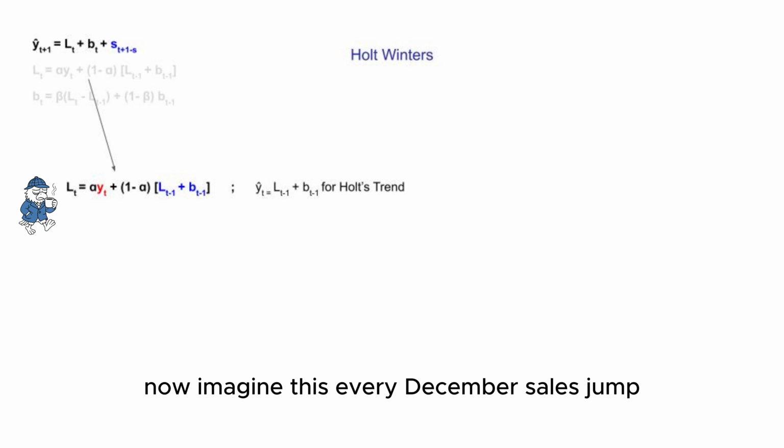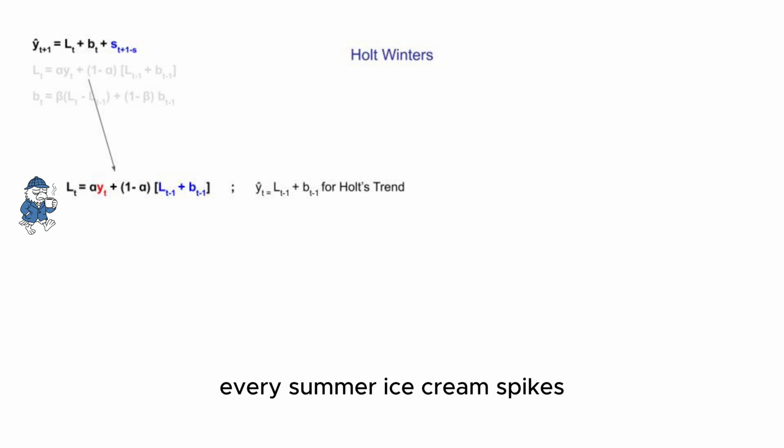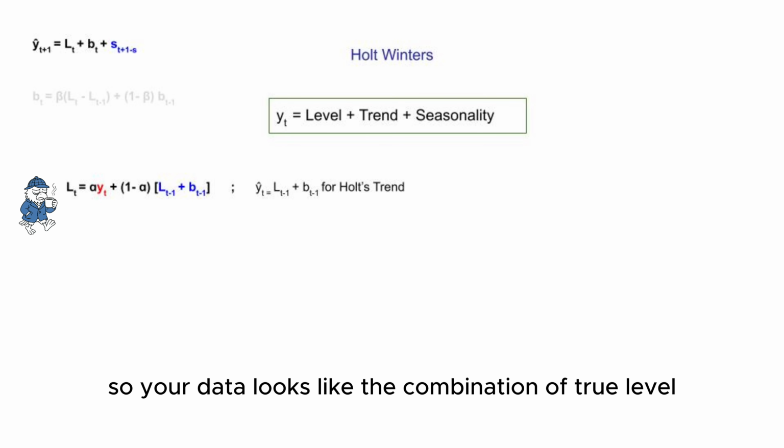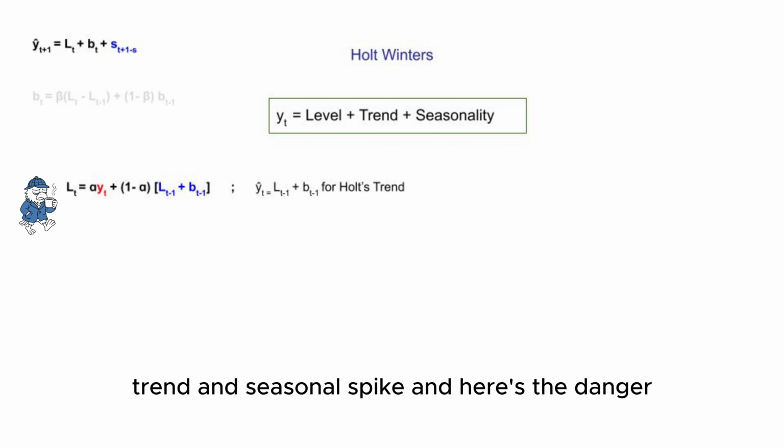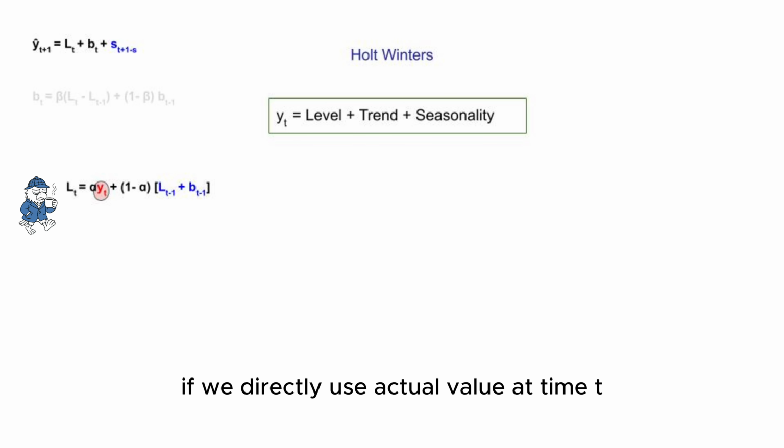Now imagine this. Every December, sales jump. Every summer, ice cream spikes. So your data looks like the combination of true level, trend, and seasonal spike. And here's the danger. If we directly use the actual value at time t in level update, the seasonal spike gets mixed into level. So level becomes too high in peak season, too low in off-season. Your baseline belief starts wobbling.